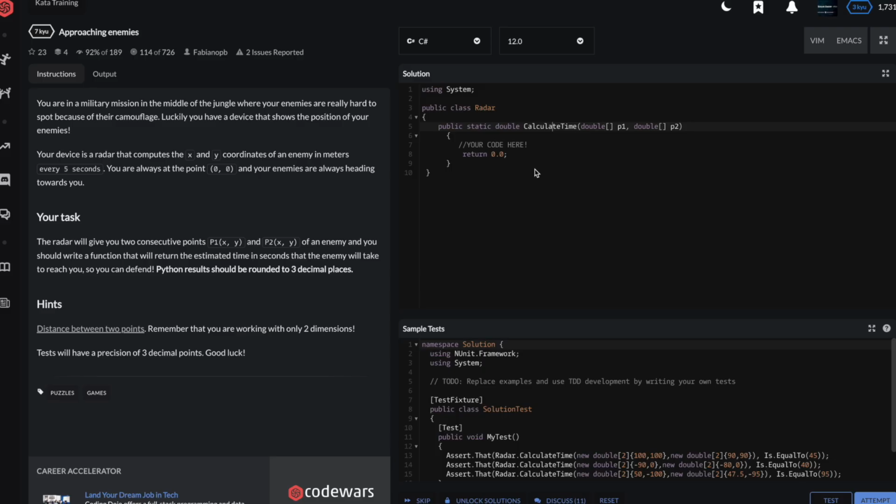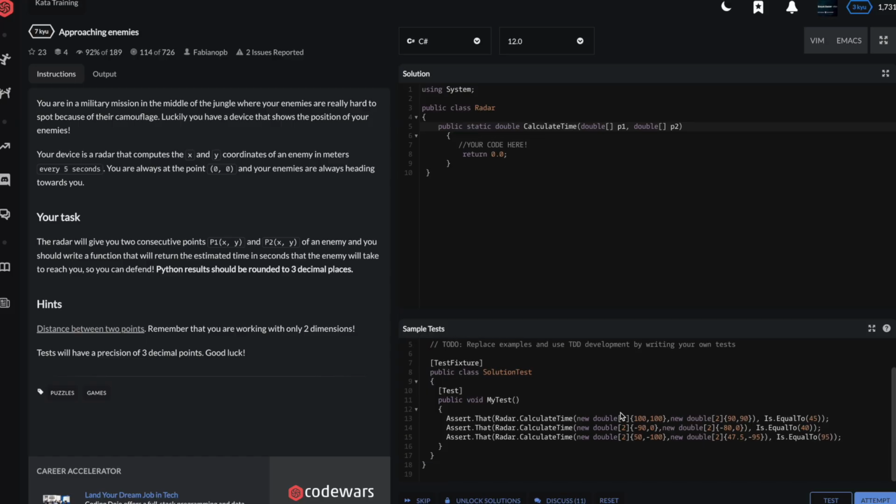Then the idea is that from that second point, you calculate how long it'll take to reach you, or your base that would be situated at the origin. That's kind of clear in some of the test cases that they provide below. Again, I won't read to you. Feel free to pause the video and read through this. Otherwise, let's get into some solutions.